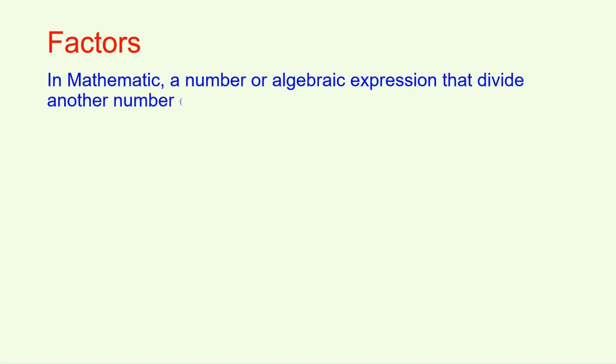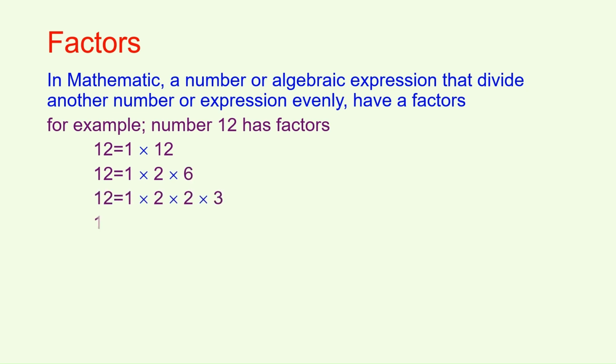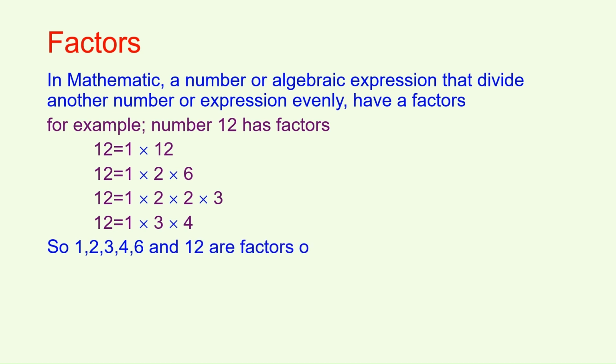Factors. In mathematics, a number or algebraic expression that divides another number or expression evenly is a factor. For example, the number 12 has factors. 12 is equal to 1 times 12. 12 is equal to 2 times 6. 12 is equal to 2 times 2 times 3. 12 is equal to 3 times 4. So 1, 2, 3, 4, 6 and 12 are factors of 12.